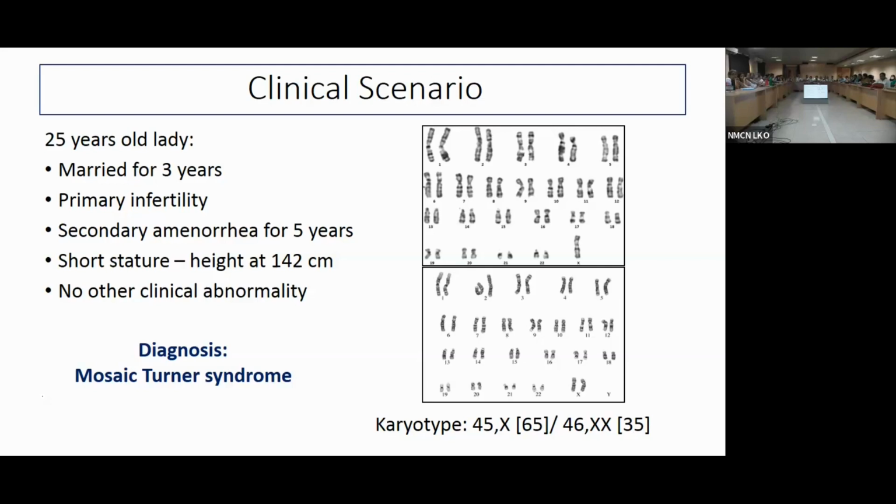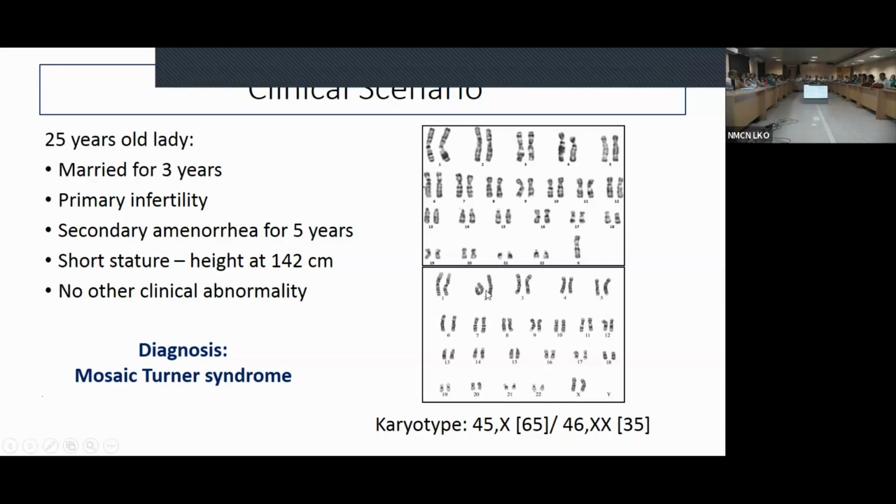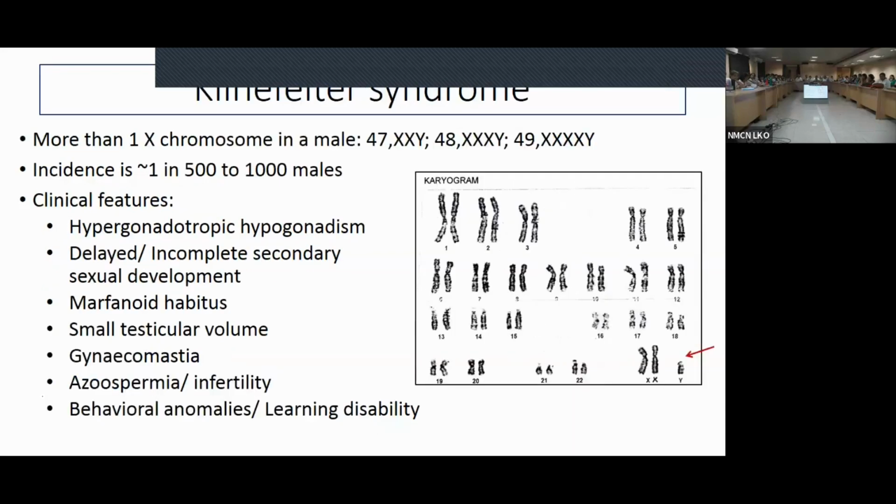Now, this is another clinical scenario where we have a 25-year-old lady, married for 3 years, who presented with primary infertility. She was also having secondary amenorrhea for 5 years. She did have some degree of short stature, her height was 142 centimeters, but no other clinical abnormality, no Turner stigmata, nothing else. But then her FSH and LH were high, and she was found to have premature ovarian failure. When we did the karyotyping, we found that she was actually a mosaic Turner, a combination of cells, some having 45,X and some having the normal 46,XX. So that is what we call mosaic Turner.